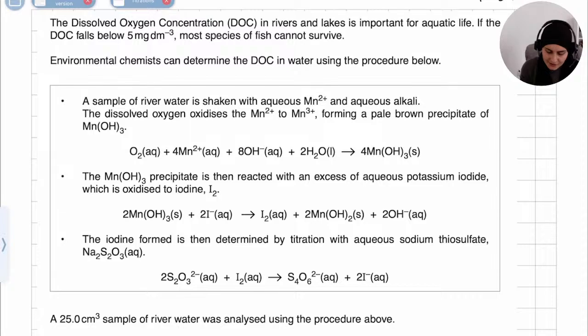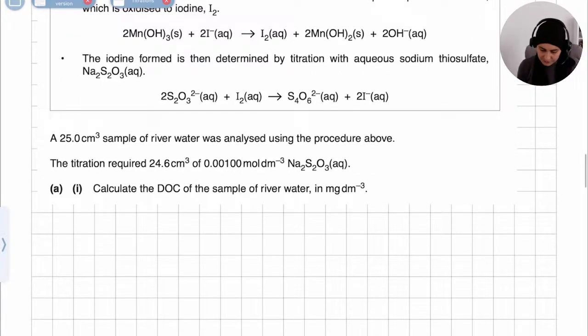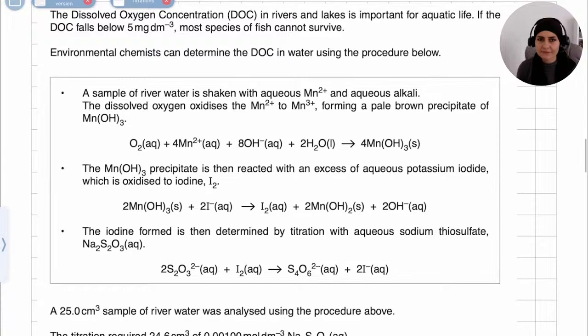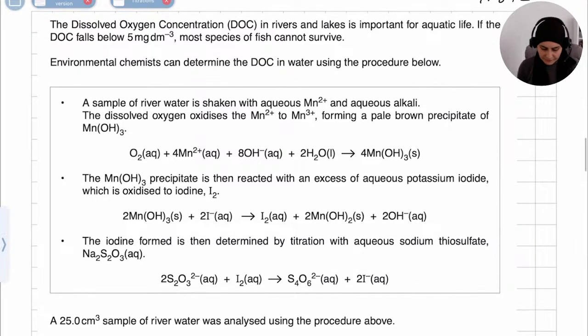So this is not difficult, but it's a usual type of question. This question is 4 marks, for example. Let's see. The dissolved oxygen concentration in rivers and lakes is important for aquatic life. If it falls... okay, this is just an importance of how important it is to find the dissolved oxygen concentration. Now let's read the main part.